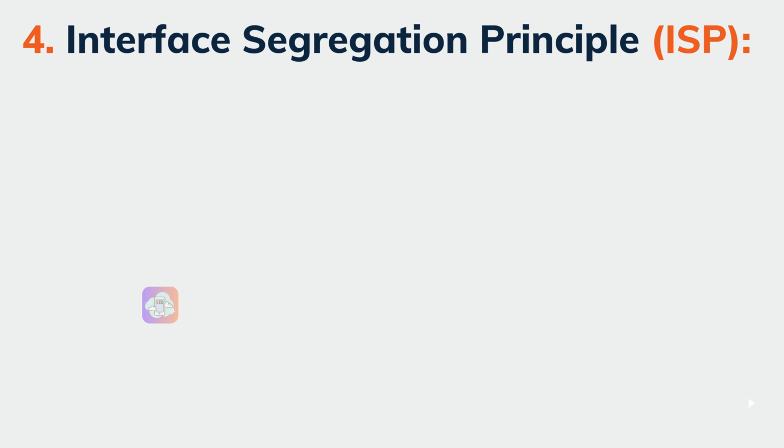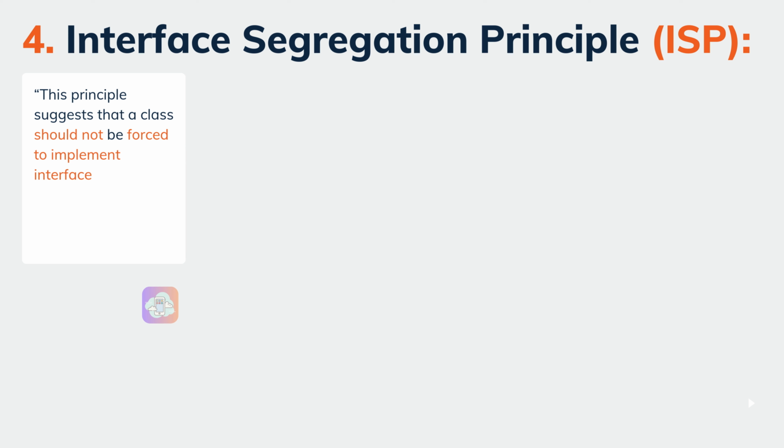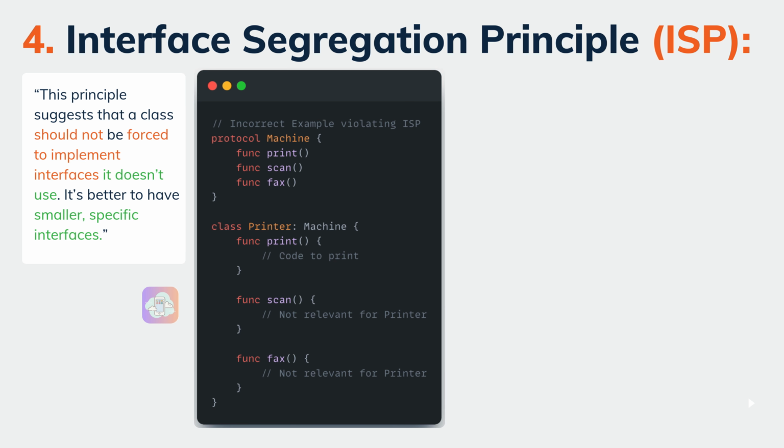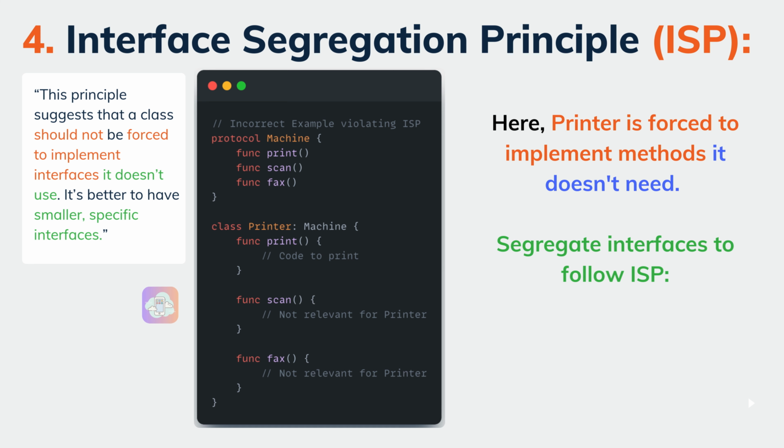Fourth, Interface Segregation Principle, or ISP. This principle suggests that a class should not be forced to implement interfaces it doesn't use. It's better to have smaller, specific interfaces. Let's imagine we design a machine protocol like this. Now, if we have a printer class, the problem? Our printer is forced to implement methods it doesn't need, violating ISP.